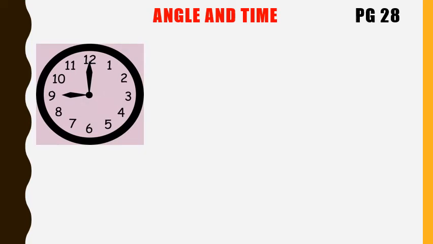On a clock, we can see different kinds of angles formed between an hour hand and a minute hand. Angle and time. Children, see the clock. When it's 9 o'clock, can you guess which angle it makes? It makes a right angle of 90 degrees. So, at 9 o'clock, the hands of a clock make a right angle.